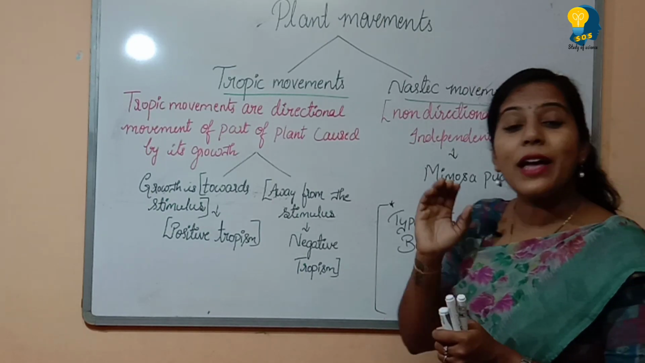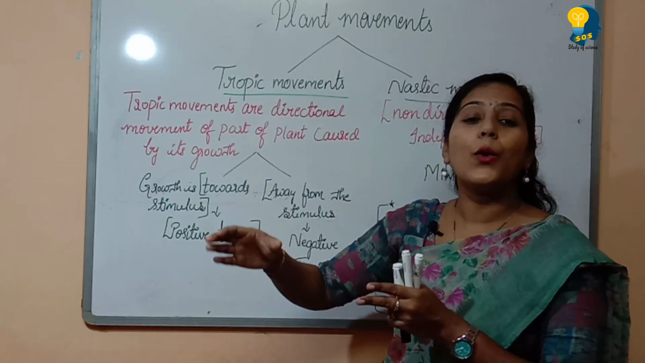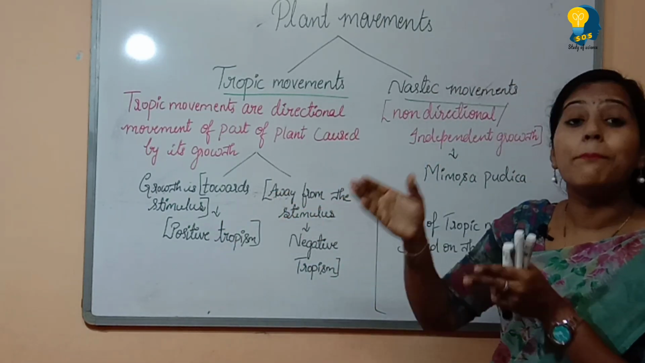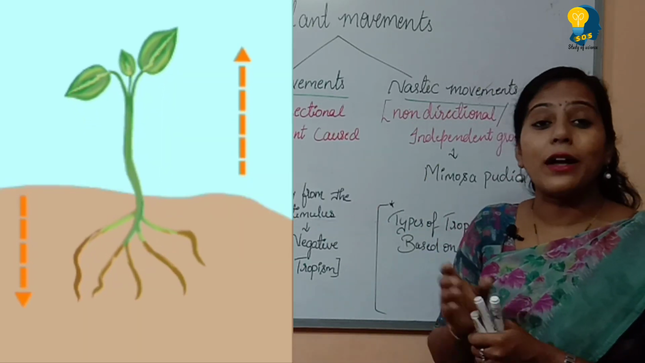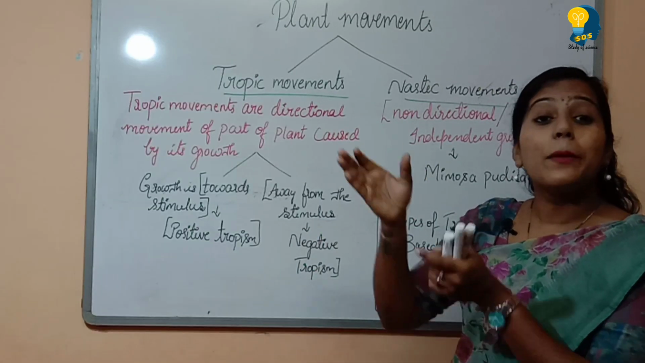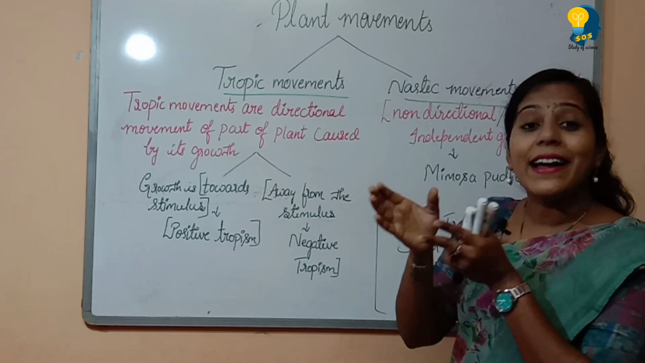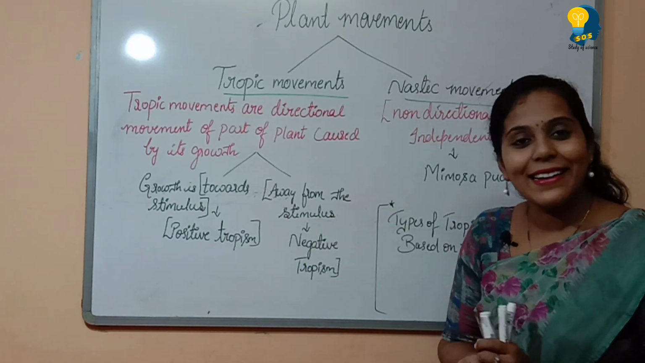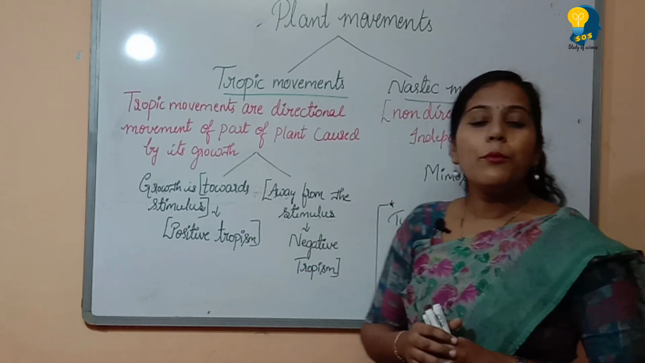Under tropic movement, we have learned that the plants are growing towards one particular direction. The part of the plant is growing towards one particular direction. They are dependent on the growth. They are directional growth. Okay? Clear? Fine. Moving to next.